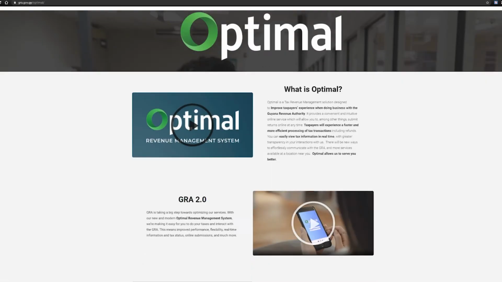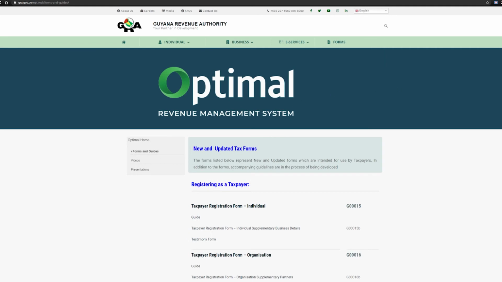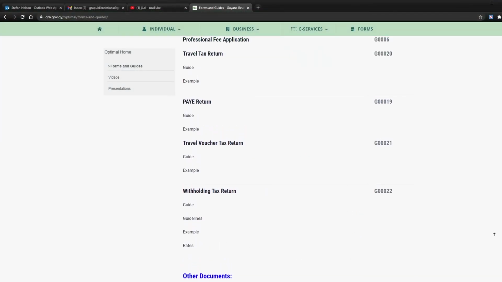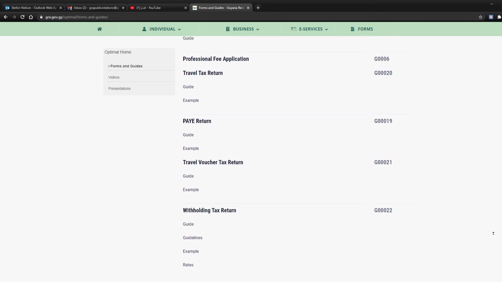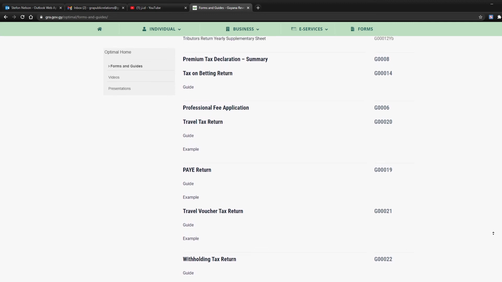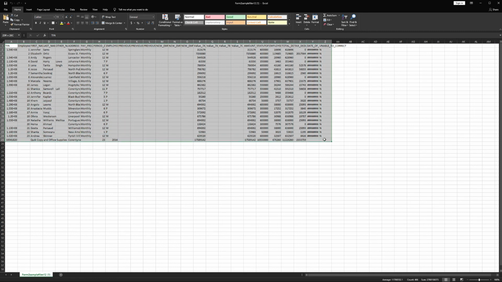Electronic returns. Some returns were redesigned to facilitate taxpayers exporting data from their individual systems and subsequently uploading to the GRA's e-services. These include forms for withholding tax, travel tax, and travel voucher tax, and PAYE monthly and annual returns. The CSV file format was specifically chosen since it allows taxpayers to use Microsoft Excel to easily add data if they do not have automated systems.